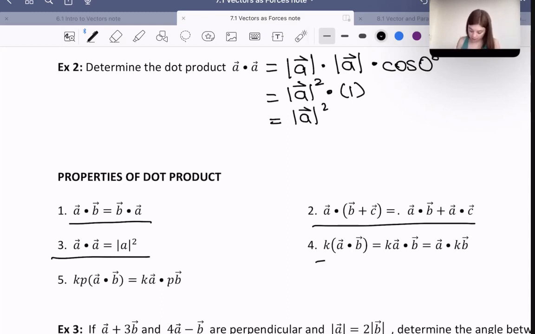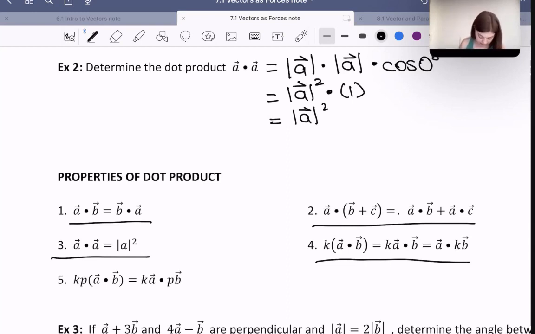Number 4 is very similar, right? We're saying that if we have a scalar k, so keep in mind k does not have this little vector sign on top, so it's a scalar. So they're saying that if we multiply a scalar by the dot product, that's the same thing as multiplying the scalar by one of the vectors and then applying the dot product, or the other vector as well, which is the same kind of thing. It makes sense that it doesn't matter if we multiply it to one of the vectors before, or if we just multiply it to our result after, it's going to give us the same thing.